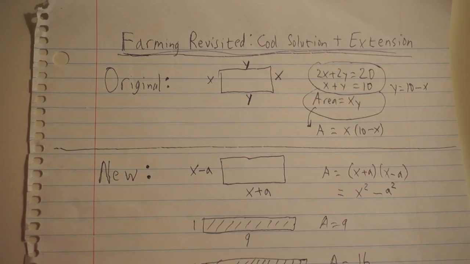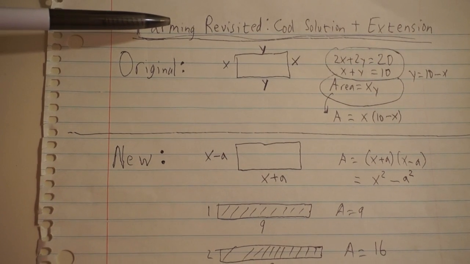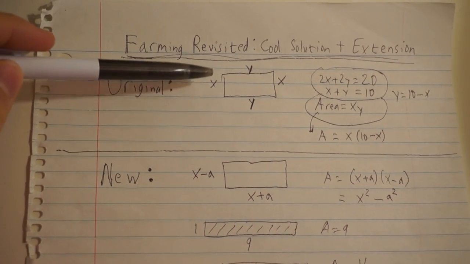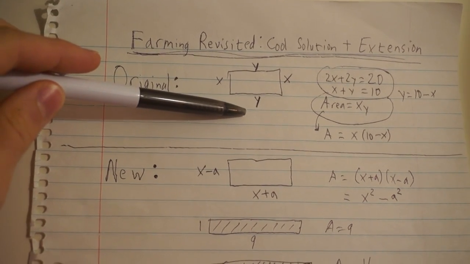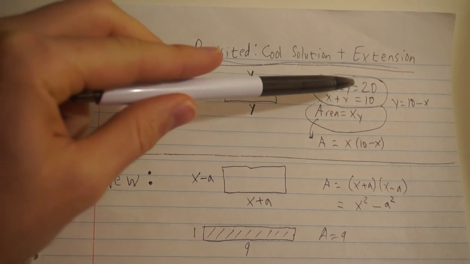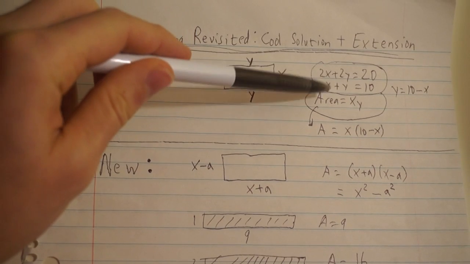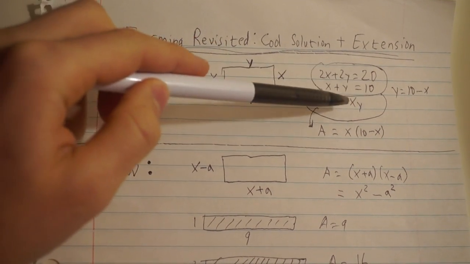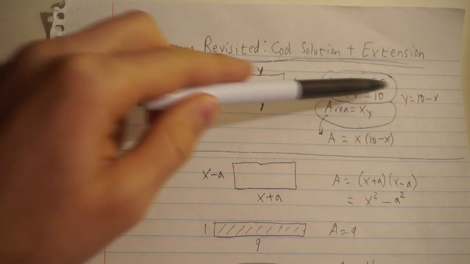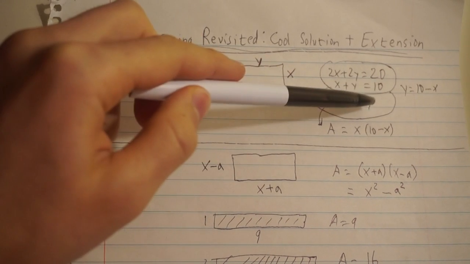Today we're going to go over a cool solution and an extension to the same farming problem from the previous video. So, a quick recap. In the original, we had this x by y rectangle, and we were given a constraint for the perimeter. So the sum of all of these is 2x and 2y, and we said that's equal to 20. So if we divide by 2, we got that x plus y is 10, and then the area is x times y. So if we plug this one in by rearranging into here for y, we would get x times 10 minus x with these two.